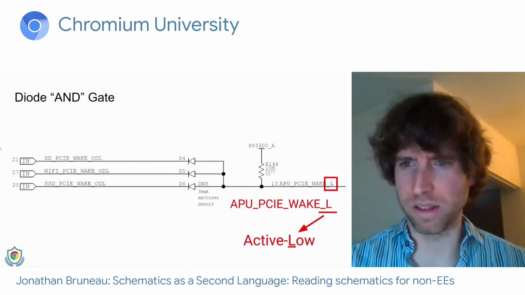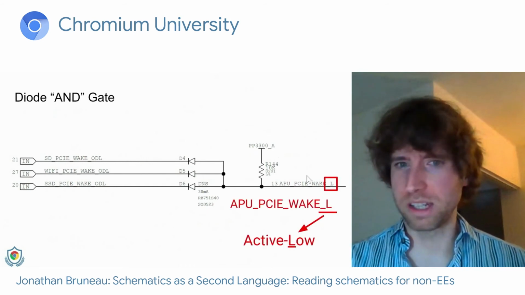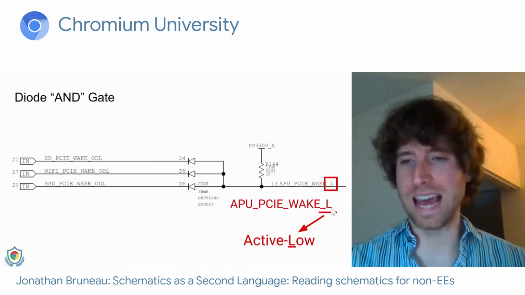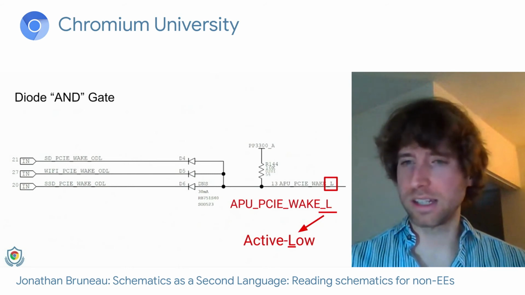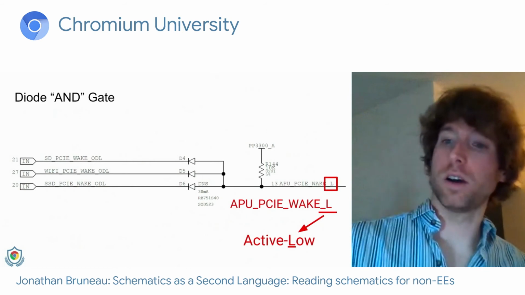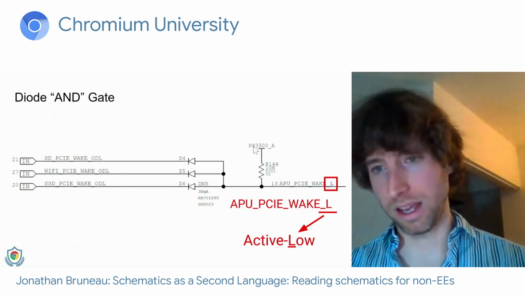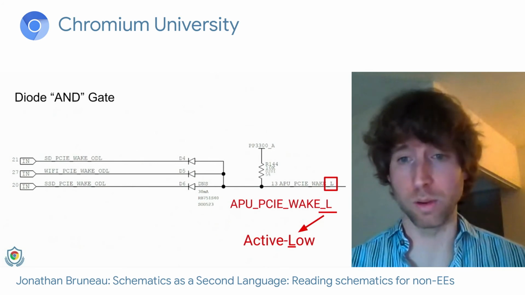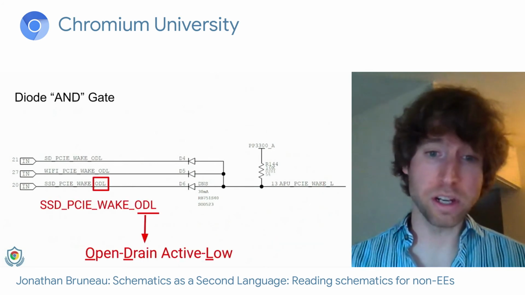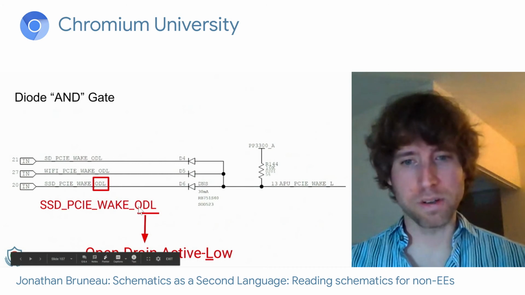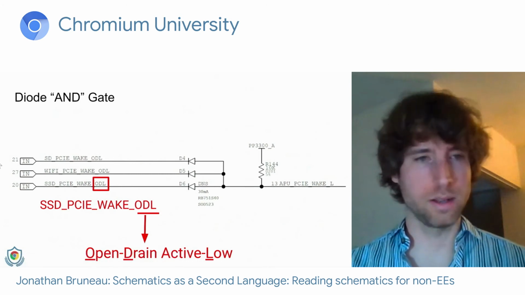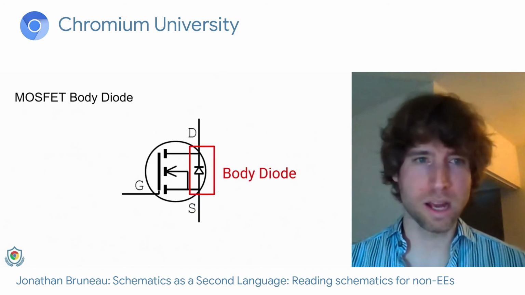It's worth noting here that this particular signal has the underscore L at the end, and this is referred to as an active low. This is the kind of signal that is normally a logical 1, or in this case would be 3.3 volts. And then when something exciting happens, it goes all the way to 0 volts. And we can combine them. So this is an open drain active low signal. So this is ODL.